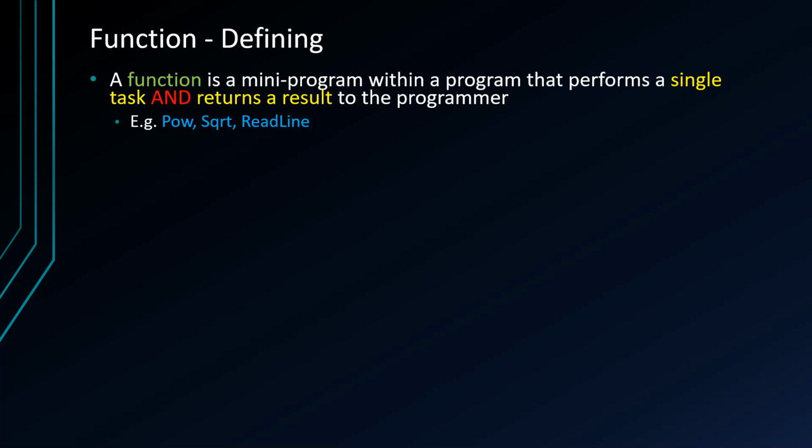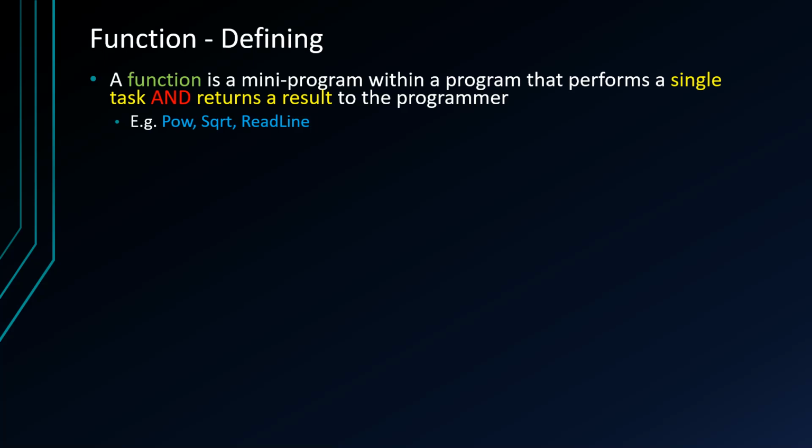Now, we've already seen examples of this: pow, sqrt, square root, readLine. All of those things give us a value back, every single one of them. And we always did something with that value. Maybe we applied it to a further calculation. Maybe we stored it in a variable for use later on. It depends, but we did something with that data right away. And that's what we're going to do today.